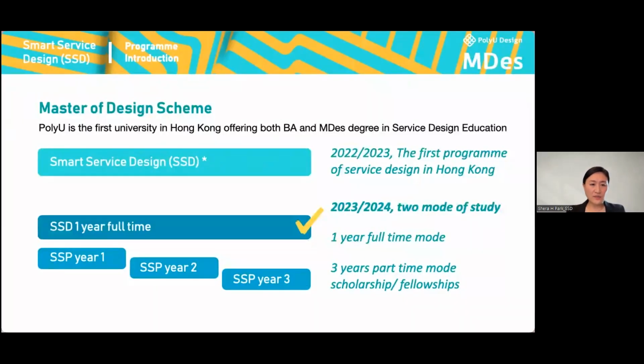So Smart Service Design is a newly developed master program launched last year. PolyU is the first university in Hong Kong offering both master's and bachelor level design. In this coming academic year, we have two different modes of study. First, one year full-time, which consists of three semesters of study, and then part-time mode, which lasts three years. We also have scholarship and fellowship schemes. So please take a look at the website, and also join the breakout session for more details.